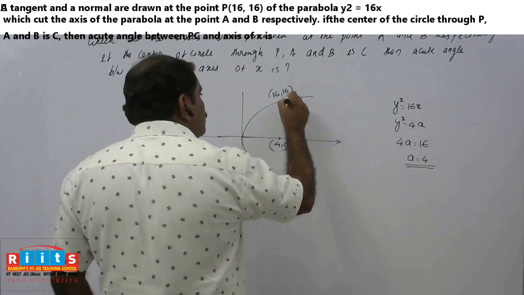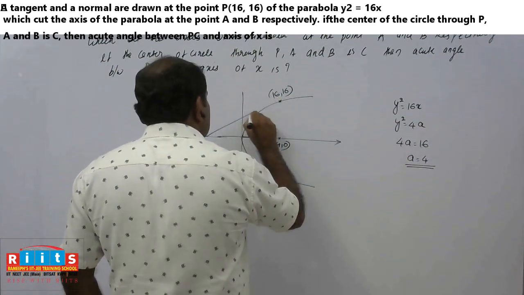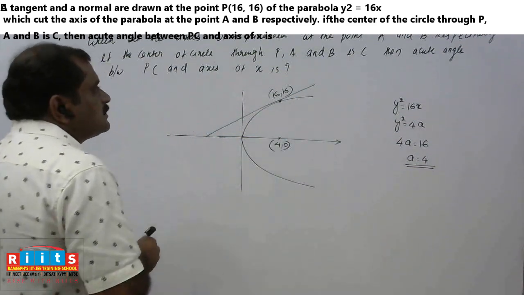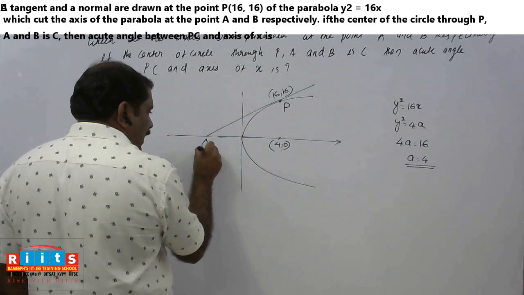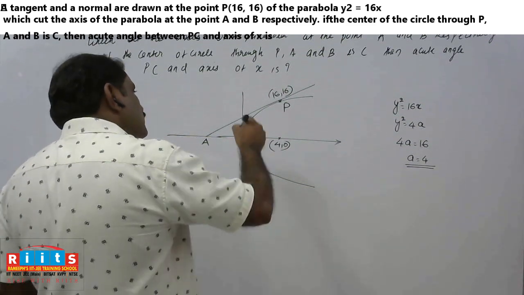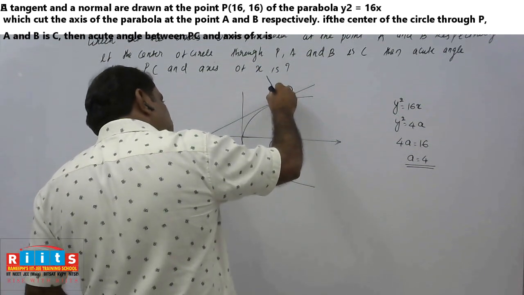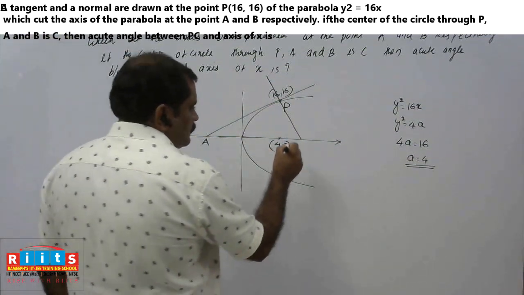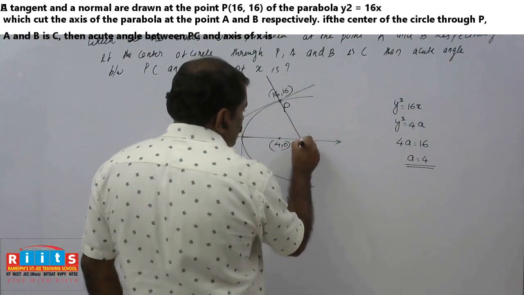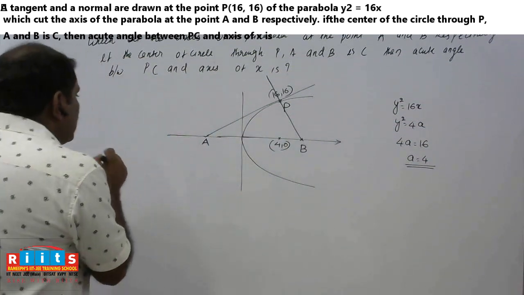Tangents are drawn. This is a tangent. It meets the x-axis at the point A. The normal is a straight line perpendicular to the tangent. It meets the x-axis at B. Please listen. The equation of tangent PA.